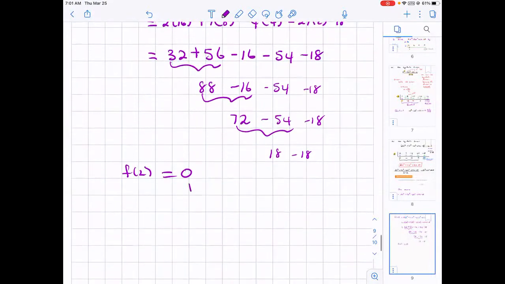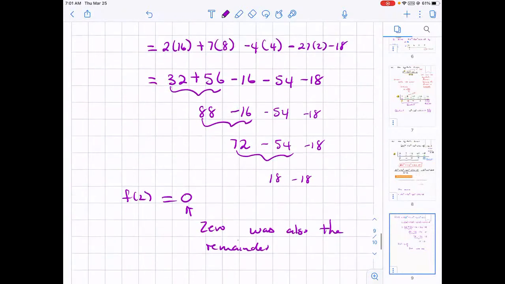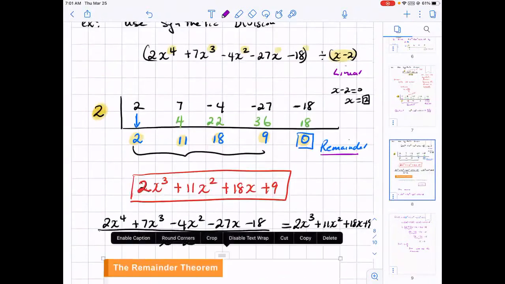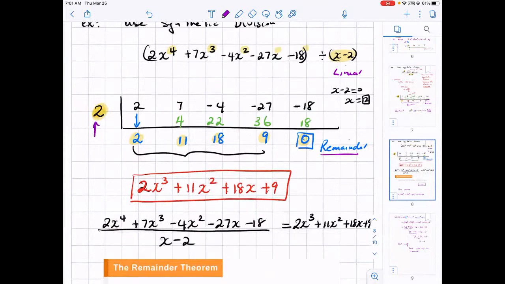And notice that 0 was also the remainder. And that's what this is telling us. That's what this here means: the remainder is the same as f of the value k that you're using for synthetic division, this k value here. That's basically what it's telling us. So you will notice that if we perform any long division, you will notice that.